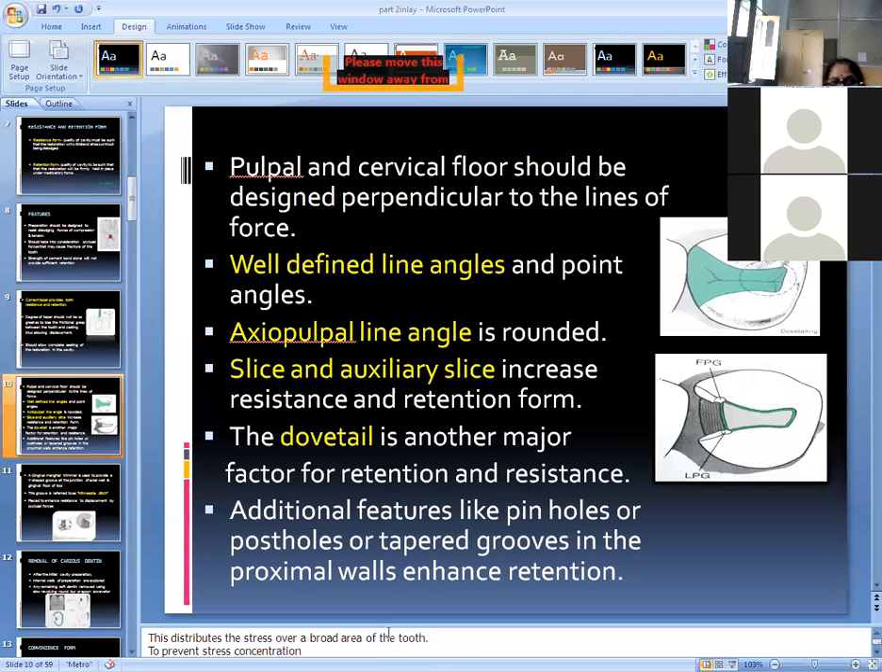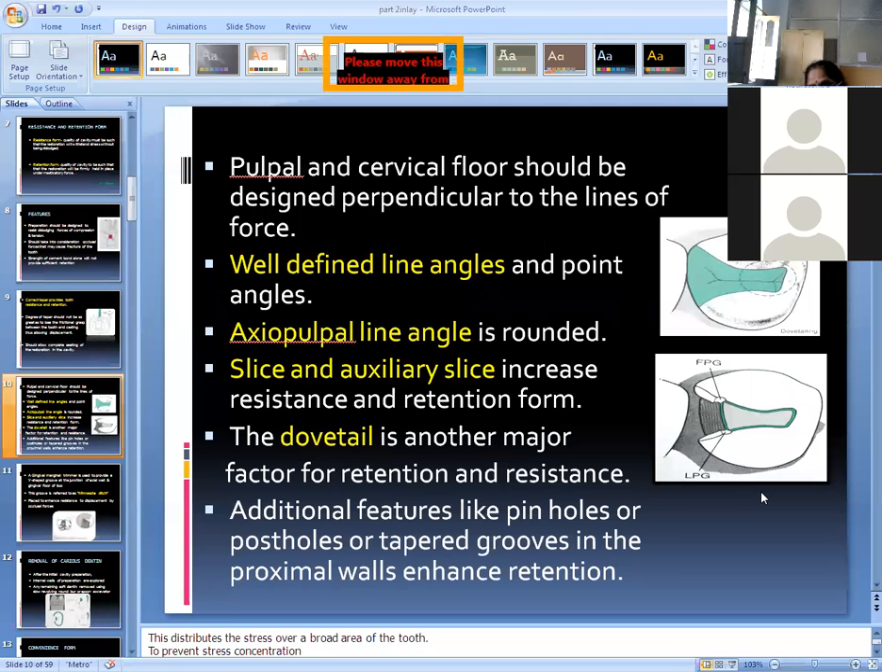Then next, we learned that the cervical floor and pulpal floor both should be perpendicular to the line of force. The long axis of the tooth is the line of force. So your pulpal as well as cervical floor should be designed perpendicular to the line of force. And the line angles and point angles have to be well defined. This is the third point.